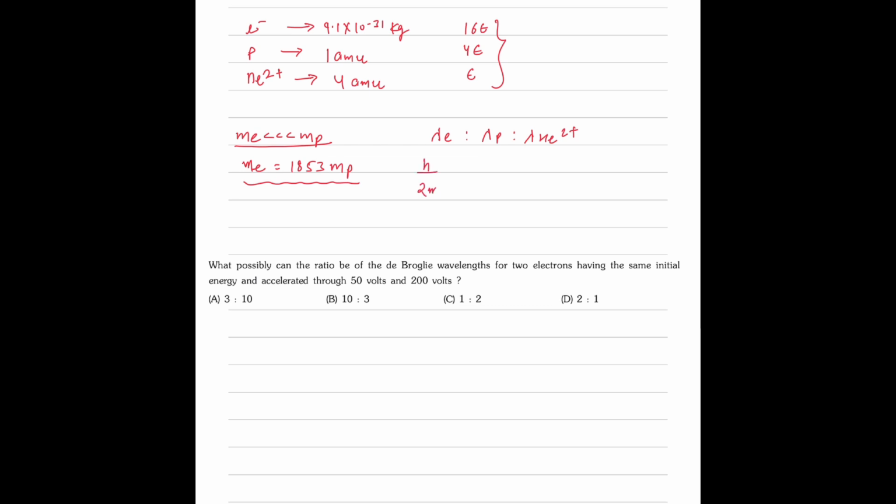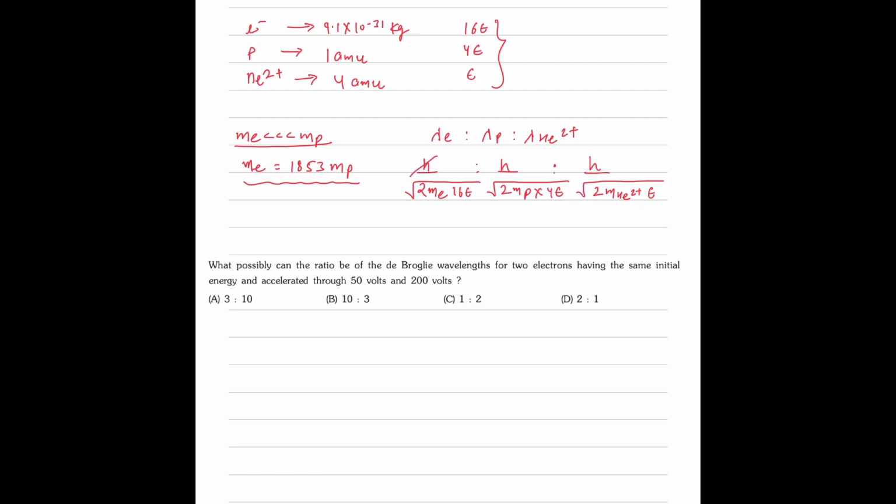h upon square root of 2 m_e times the kinetic energy. m_e means mass of electron, and its kinetic energy is 16E, right? This is over the square root of lambda of proton, so h upon square root of 2 times mass of proton into 4E, again square root, is to h upon square root of 2 times mass of alpha particle He2+ and kinetic energy, which is E, again square root.